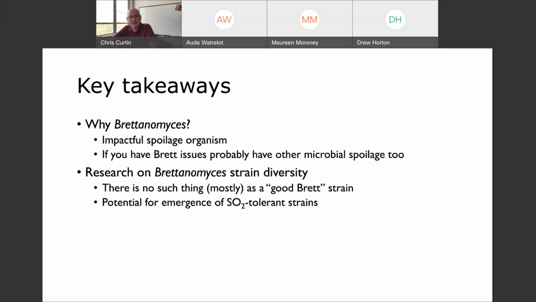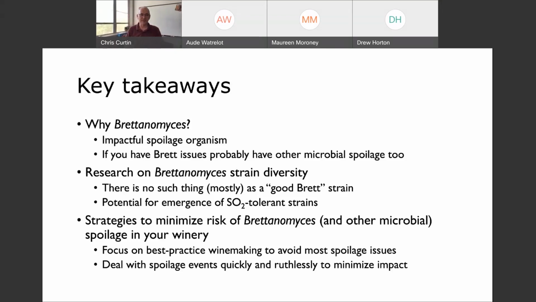I just encourage you to see that there's very little chance that if you have Brett in your winery, it's going to be a good Brett. There's very few examples of any wines being improved by the addition of Brett, so I err on the side of caution. And some of this research is highlighting the potential for emergence of sulfite tolerant strains, so making sure that you're doing those large additions rather than lots of small additions is a good idea.